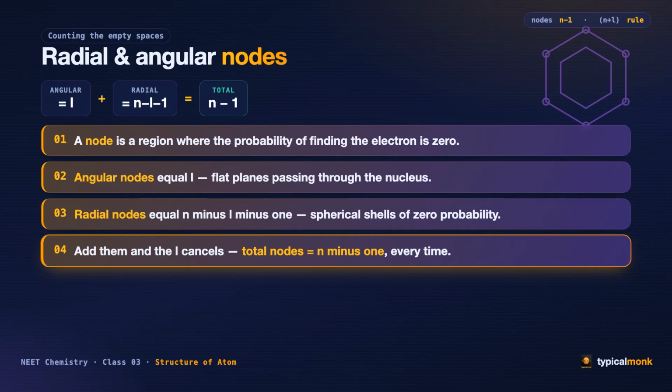And now the beautiful part. Add the angular and the radial together. L plus n minus L minus 1, and the L cancels clean away. What remains is simply n minus 1. So the total number of nodes in any orbital is always n minus 1, no matter its shape.